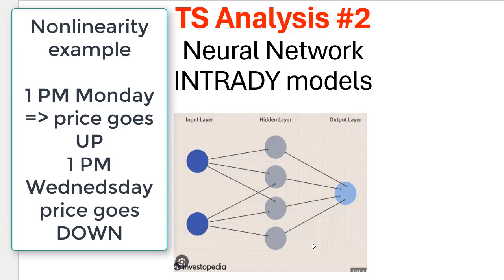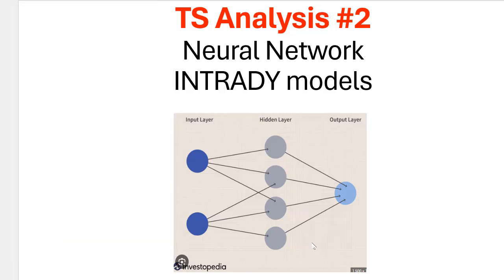Just an example: price goes up at 1 o'clock on Monday. But two days later, on Wednesday, price goes down at 1 o'clock. So Monday price goes up, and Wednesday price goes down at 1 o'clock. So you see, the price movement at 1 o'clock depends on the day of week.